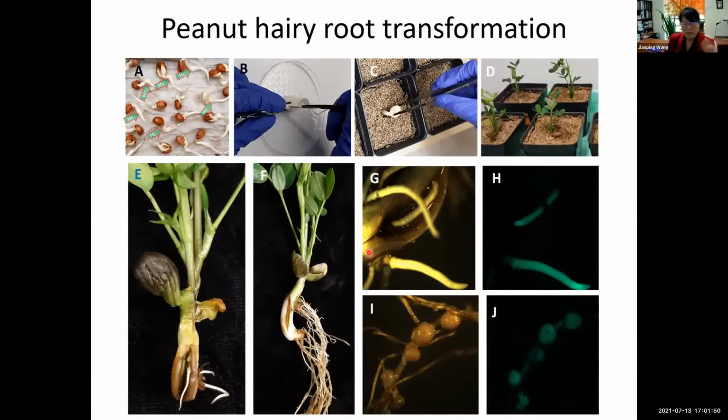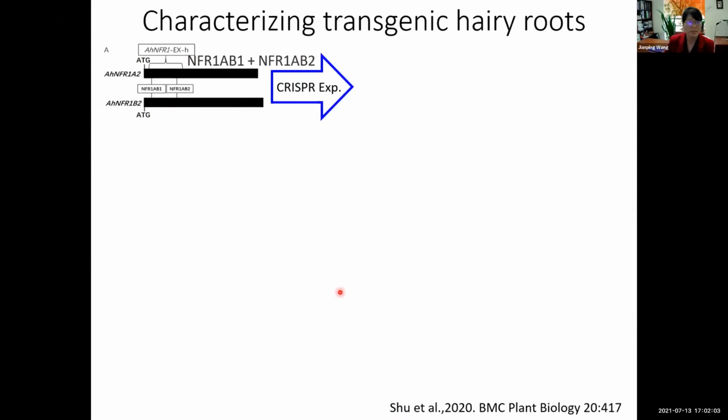And after another 2 to 3 weeks of growing, we see the hairy roots grow more and more, and then we inoculate with rhizobia to see whether the hairy roots produce nodules or not, to validate the function. That is the basic process, and here are the results. For the first one, we did NFR1.